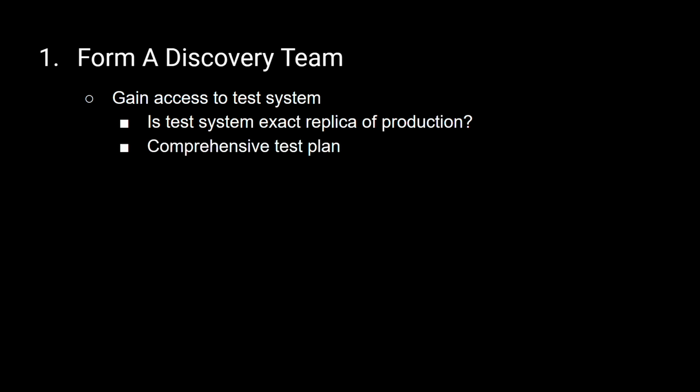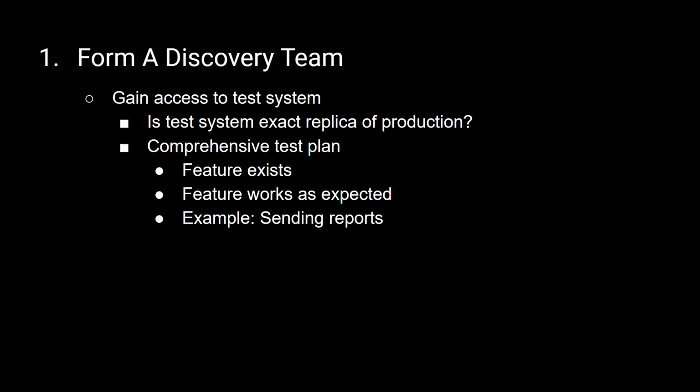Now, once your discovery team has identified any workflow issues, it's time to gain access to the test system. The first thing to ask about the test system is whether it's an exact replica of the production system. You would think it would be, but in many cases it's not, and that's for a variety of reasons. Now, before you gain access to the test system, you'll want to put together a comprehensive test plan. You want to first find out the features that you're used to using on your current system, do they exist on the new system? Secondly, just because a feature exists doesn't mean it actually works on the new system the way you'd expect it to work.